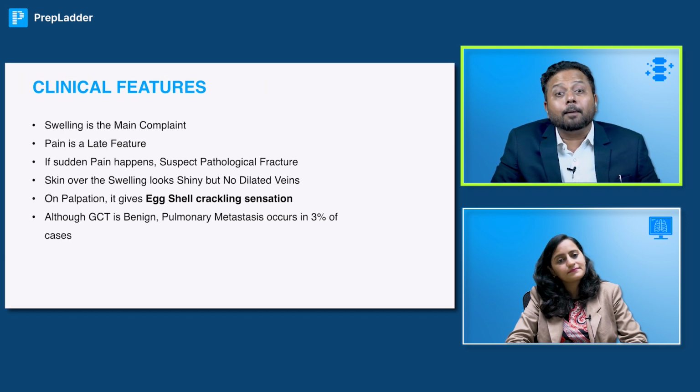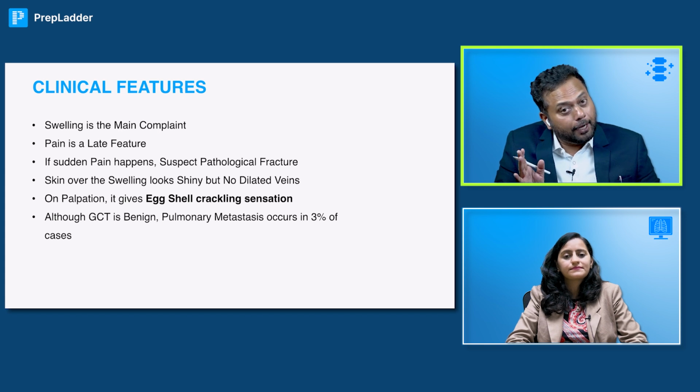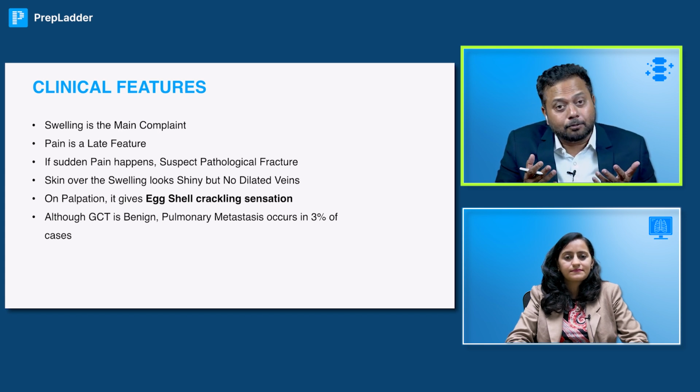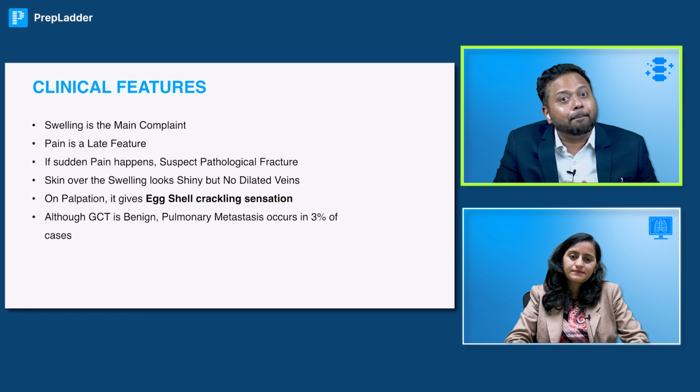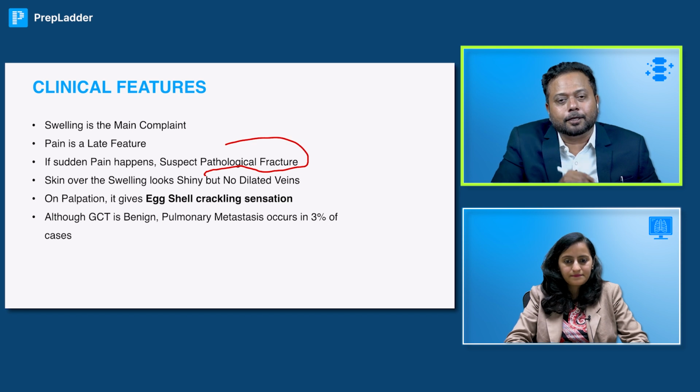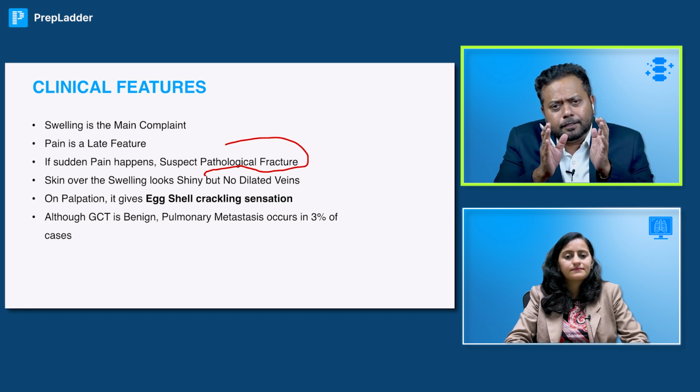from aneurysmal bone cyst. Coming to clinical features, swelling is the main complaint. Pain comes much later. Usually, many times pain won't come. When pain happens in giant cell tumor, a sudden onset pain, suspect a pathological fracture. This is the teaching, because it has already eroded the bone, and the cortex has become very thin.